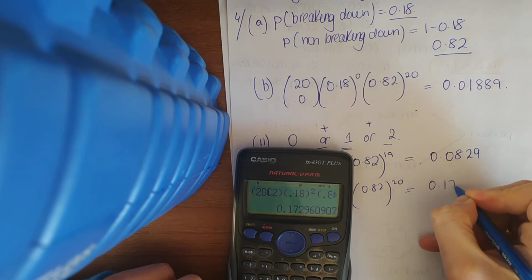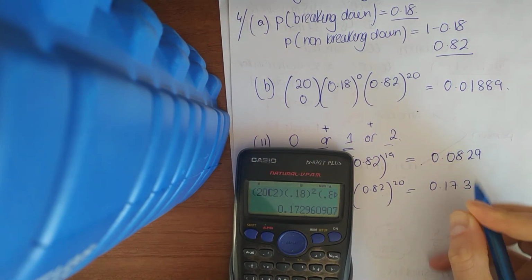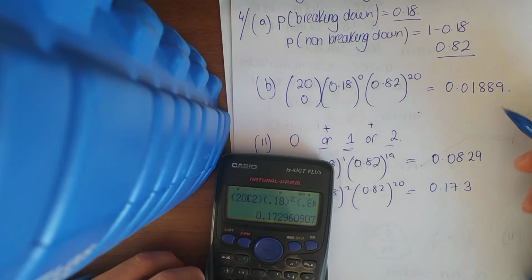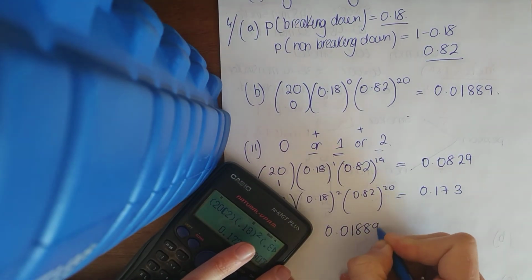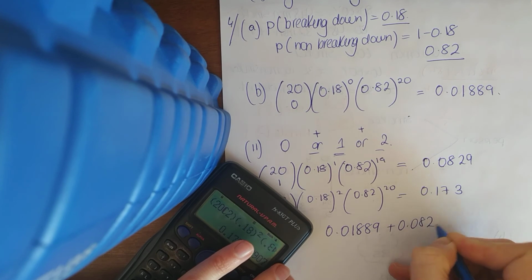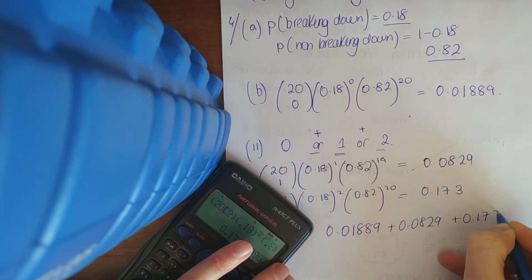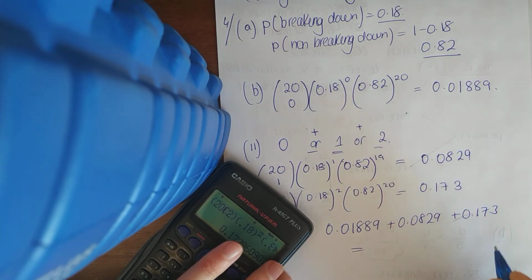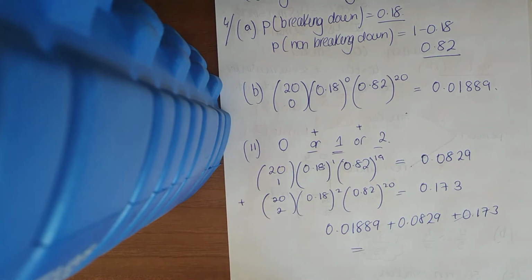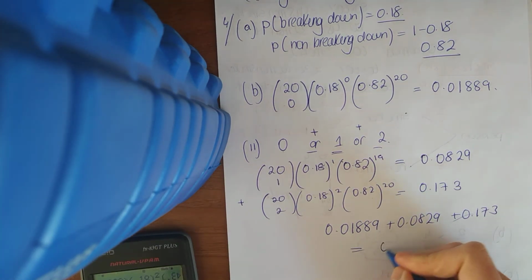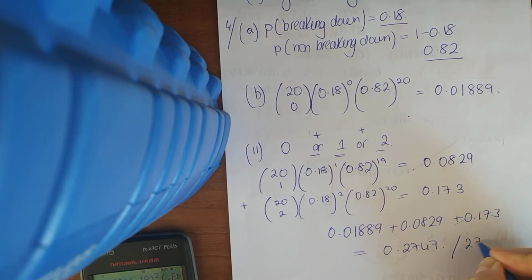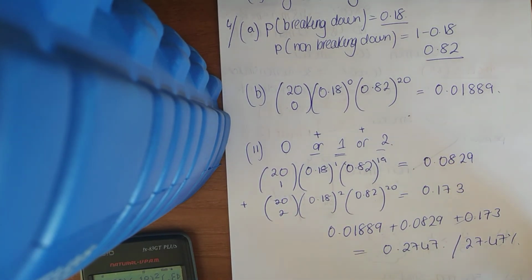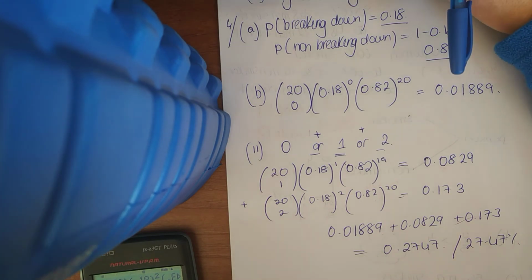And 0.173, say. Then you're going to add up all these answers. 0.01889 plus 0.0829 plus 0.173. See, they are getting steadily bigger, which makes sense. When you throw that in, you get 0.2747, or if you like, 27.47%, times it by the 100. You don't have to do that.